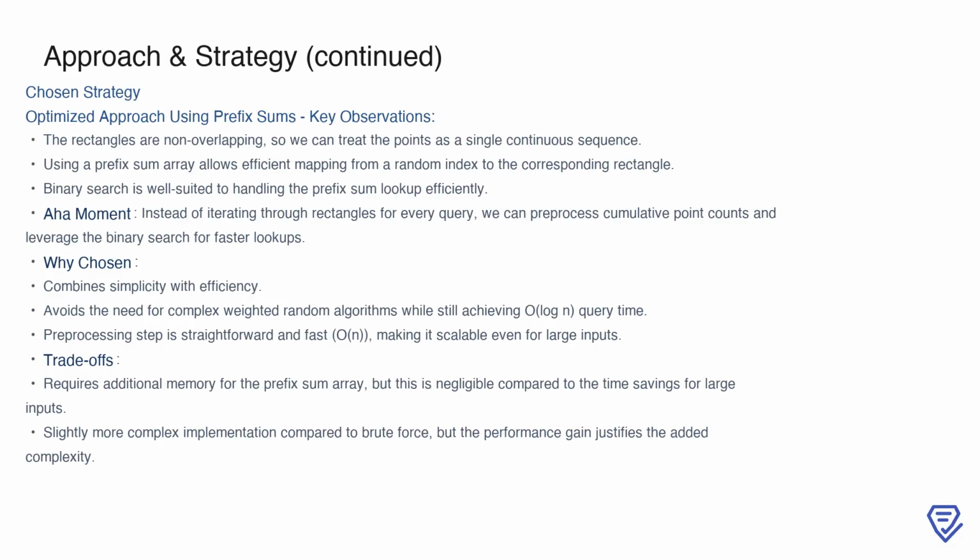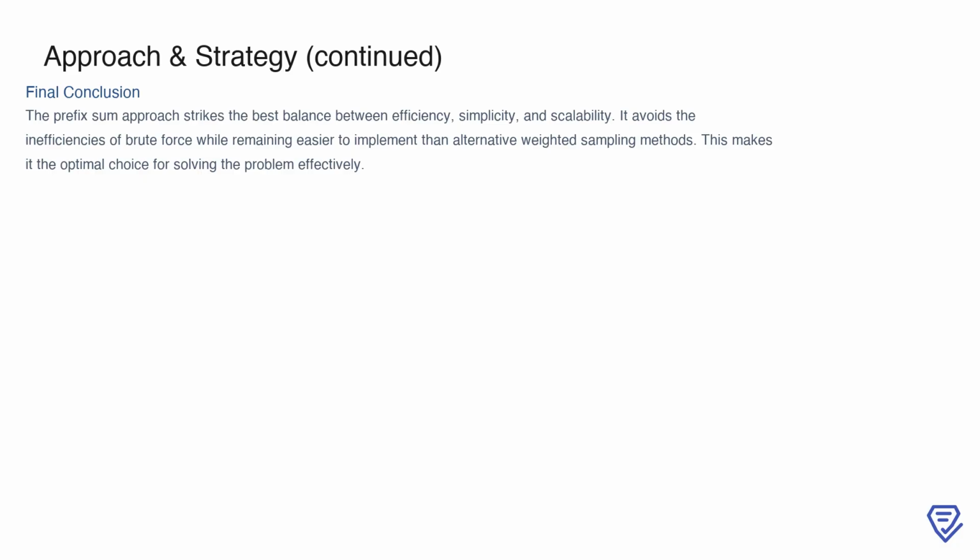This strategy was chosen because it strikes an excellent balance between simplicity and efficiency. It avoids the complexities associated with weighted random sampling while still achieving an impressive O(log n) query time. The pre-processing step, which is O(n), is quick and scales well even for large inputs. While there is a minor trade-off in terms of additional memory required for the prefix sum array, this is a small price to pay for the significant gains in performance. The slight increase in implementation complexity compared to brute force is more than justified by the overall efficiency of this method. In conclusion, the prefix sum approach is the optimal strategy for this problem.